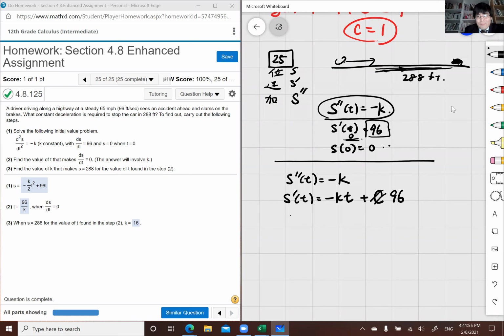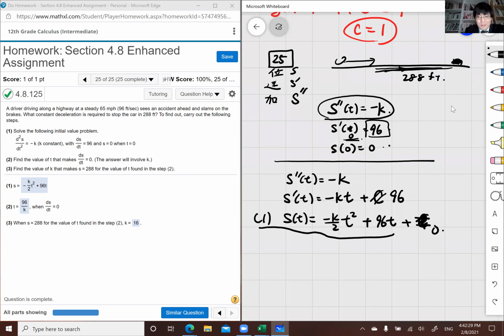Now the position is the integral of this one. So it's going to be negative k t squared divided by 2 plus 96t plus the initial position. And when t is equal to 0, s is equal to 0, so the constant is going to be 0. So that answers the first question: find the position function.